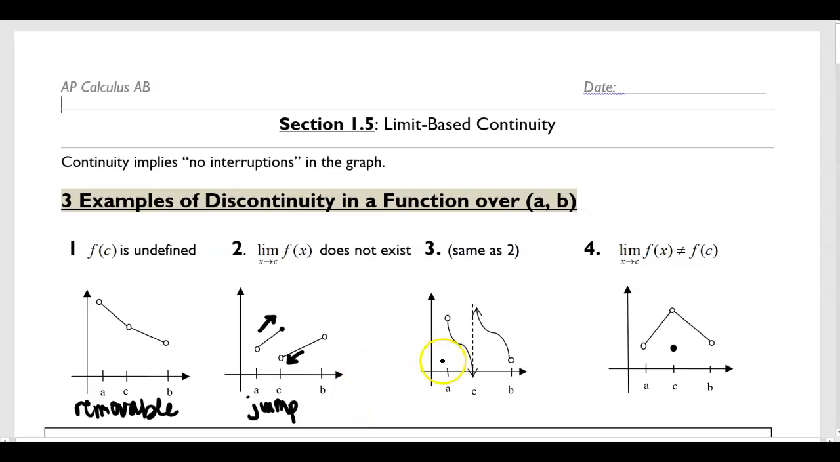Number 3, again, the limit doesn't exist, but the reason why is a little bit different. You might notice that the limit is going to positive infinity or negative infinity, either on the left or the right side or both. That is called an infinite discontinuity.